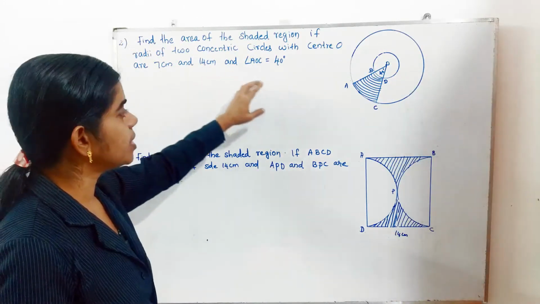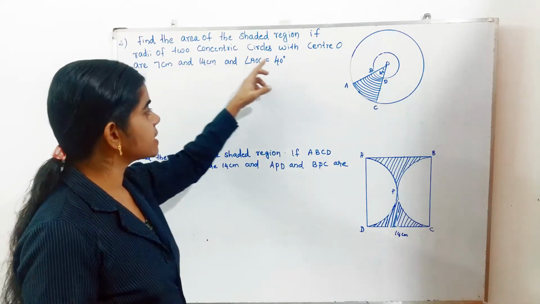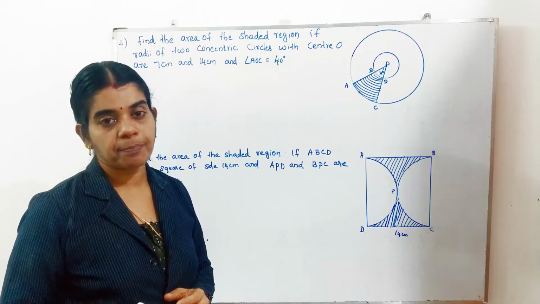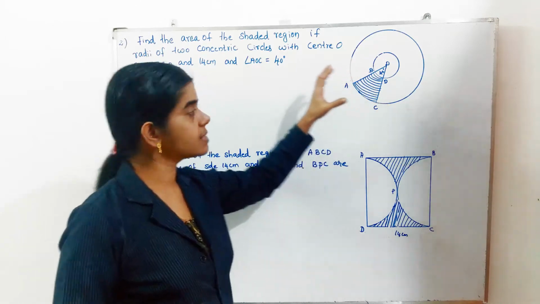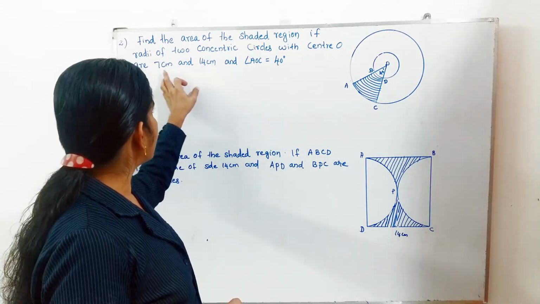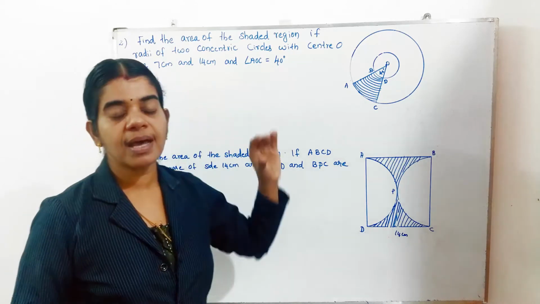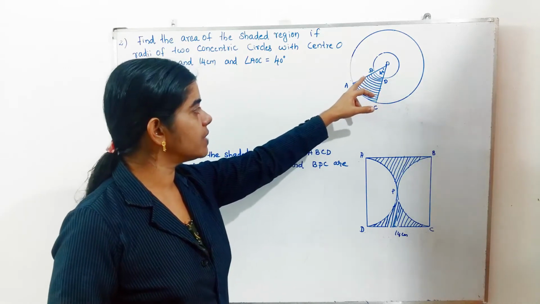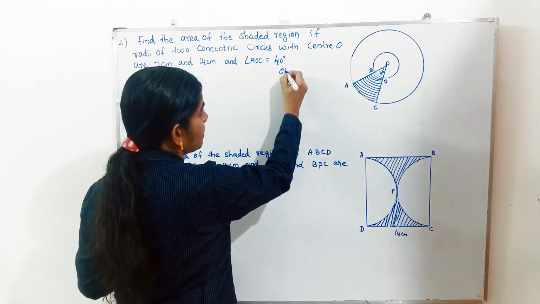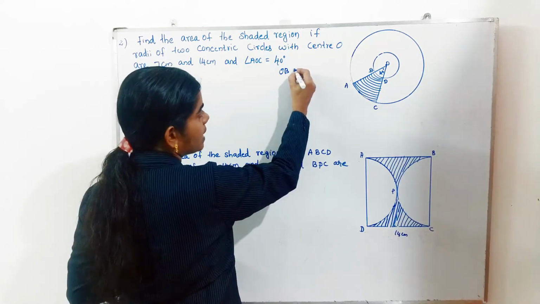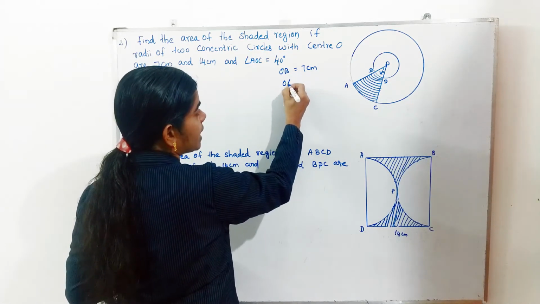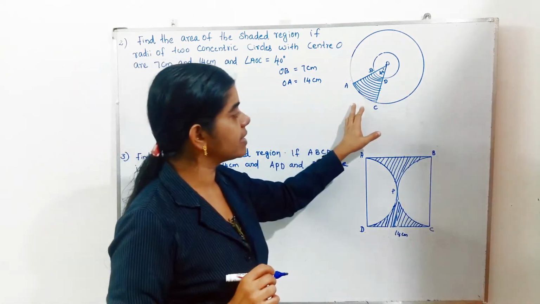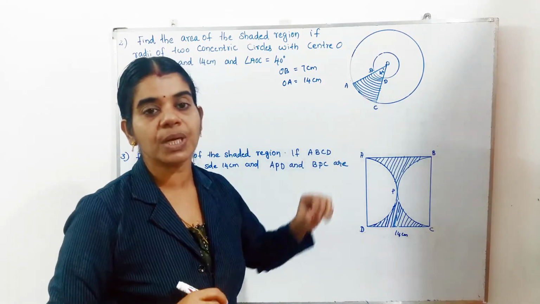Next question. Find the area of the shaded region if the radii of two concentric circles are given. Concentric circles means the centers of the circles are the same. With the same center we are drawing two circles. The smaller circle radius, OB, is given 7 centimeter, and the bigger circle radius OA is equal to 14 centimeter. You want to find the area of the shaded region, that is ACBD.